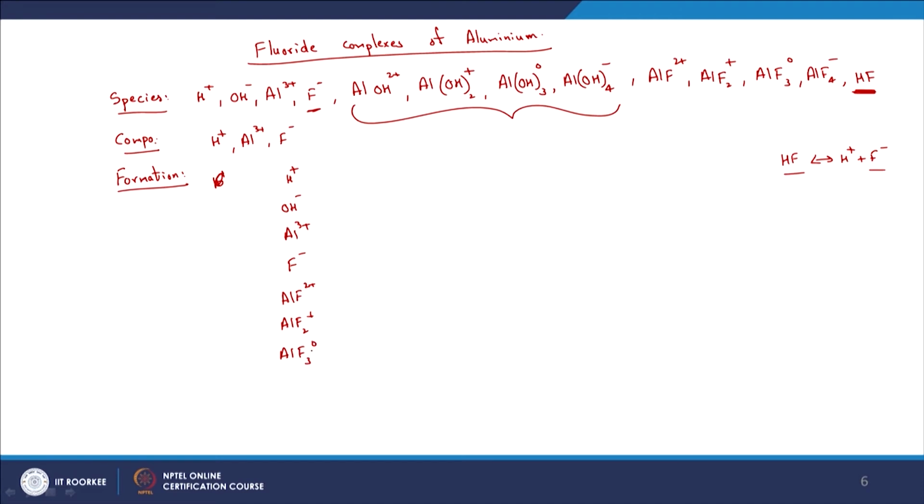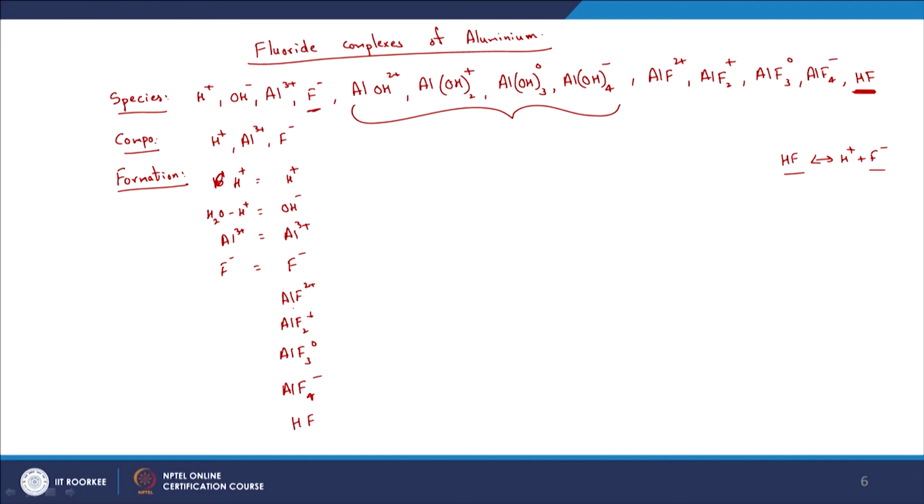AlF3 with 0 charge, AlF4 with negative charge, and HF. Now let's see how I can form my species from my components. On the left hand side, I'm going to have my components: H plus leads to H plus, and H2O minus H plus leads to OH minus. Al3 plus leads to Al3 plus, and F minus leads to F minus.